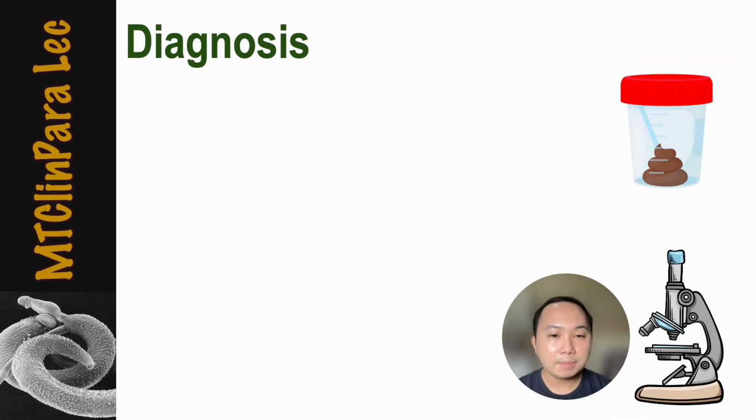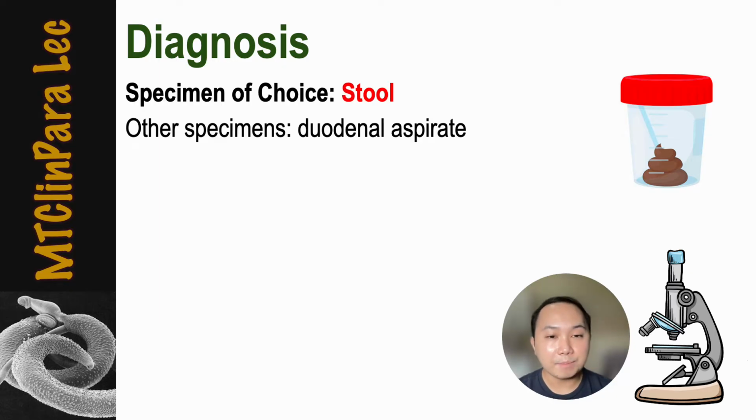For Giardia lamblia, we diagnose this particular parasite through stool sample. So the specimen of choice is stool. This is the most common and easy to acquire sample. But you can also use duodenal aspirate by the entero test. Later on, we'll show you the entero test that we are talking about.